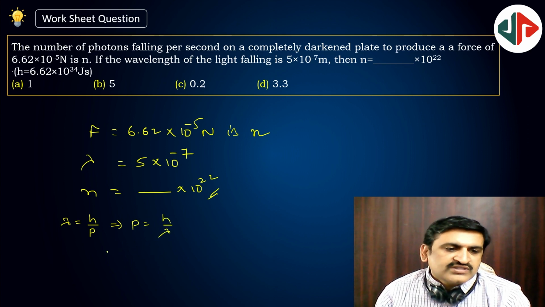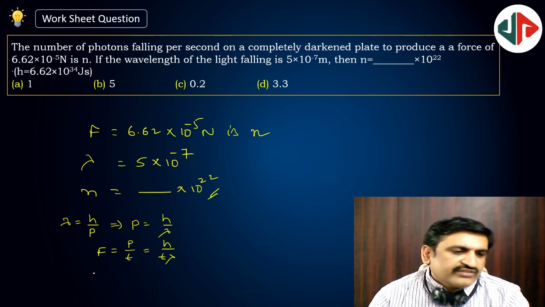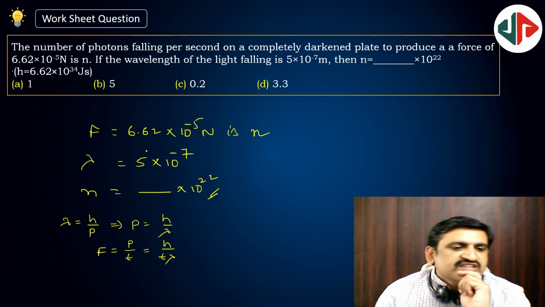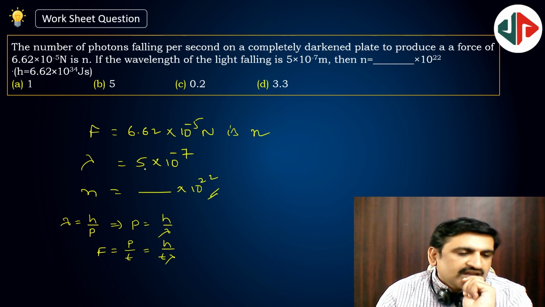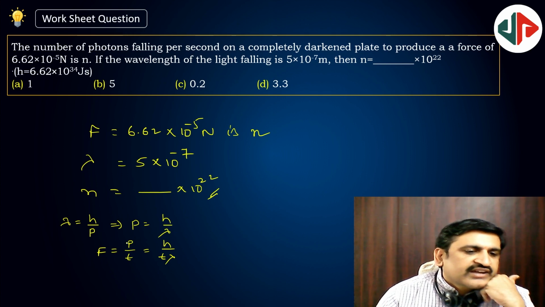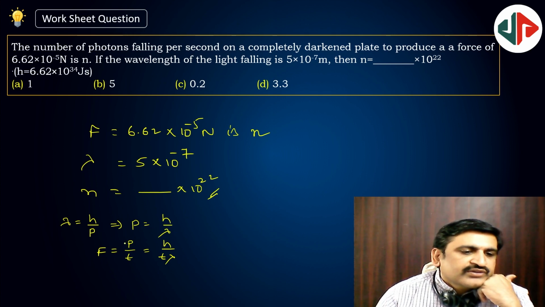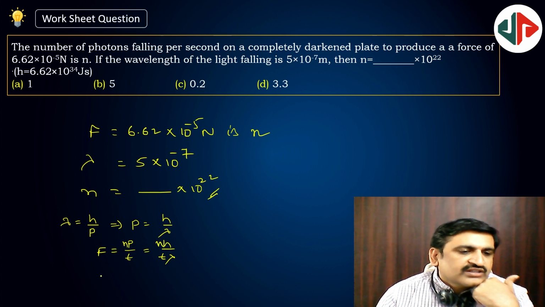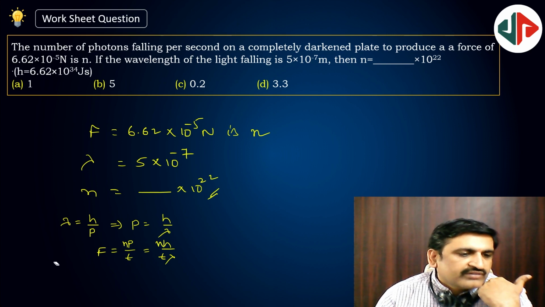Okay, now force is equal to p by t. That is h by t lambda. This is force. F is equal to h by t lambda. Force is given, lambda is given. This is only for one photon, right? If n photons are there, then I have to multiply with n, right? So n also multiplied for n photons. Okay, let me write slowly one by one point after. This is for only one photon.